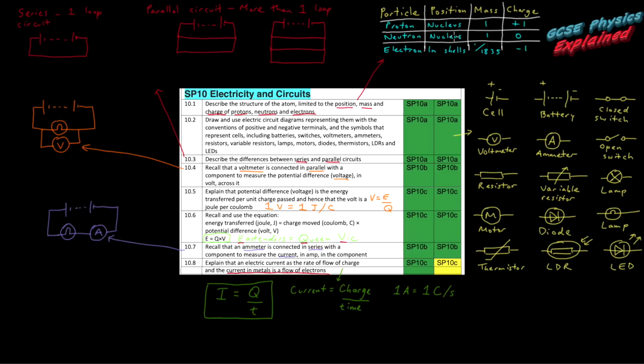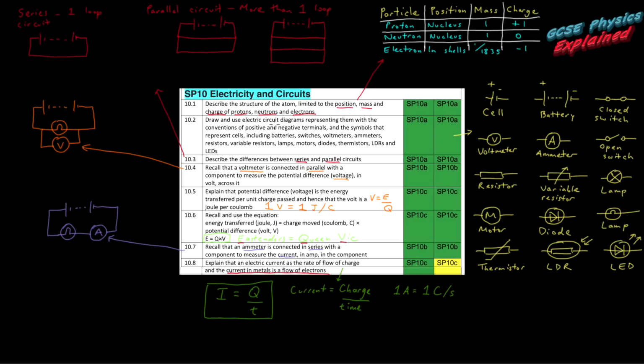The neutron is found in the nucleus as well. It's got a mass of 1 and a charge of 0. Remember, the p in proton is p for positive. The neutron is neutral. The electron is found in the shells orbiting the nucleus. Its mass is negligible, or if you want to be precise, it's 1 divided by 1835, and its charge is -1.